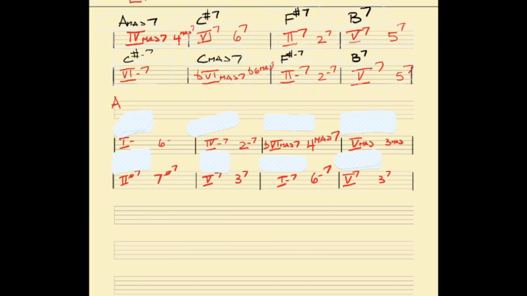So here we go. A minor is your 1 minor. Your 4 minor 7 is D minor 7. Flat 6 major 7 is F major 7. Your 5 major is E major. That's the symbol for minor 7 flat 5, so half diminished. B half diminished. So a circle with a line through it, and a 7.